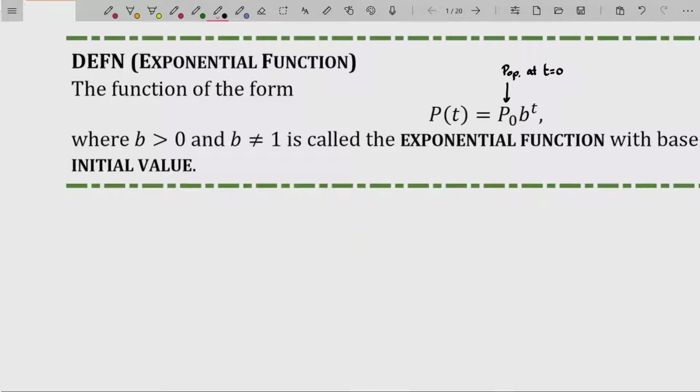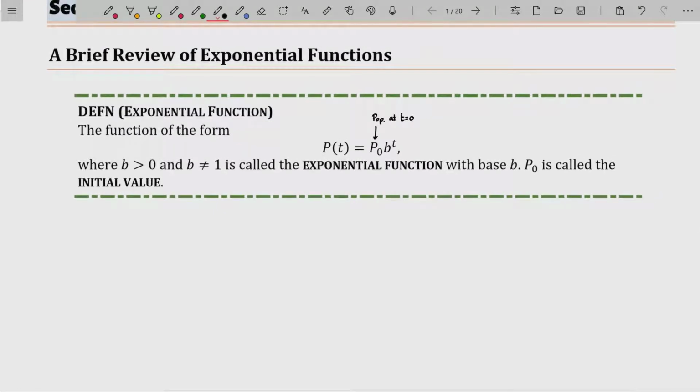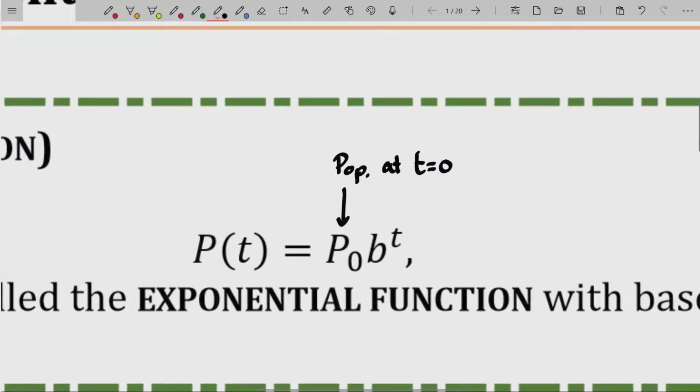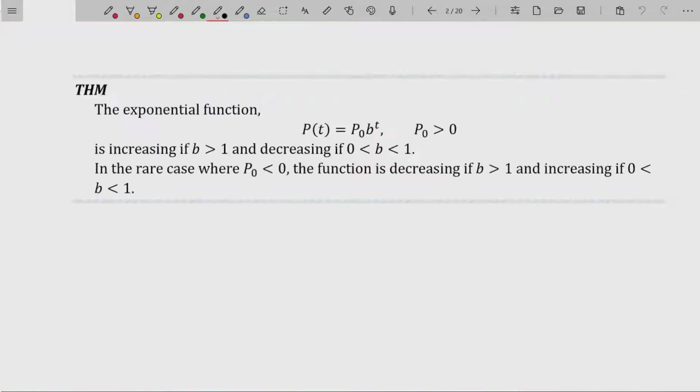What else can we talk about here? I already said that P naught, that's the initial value. So that's the population at time 0, or the time 0 population. That's the basic structure of an exponential model, or an exponential function.